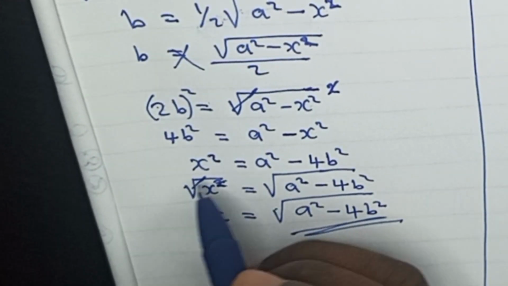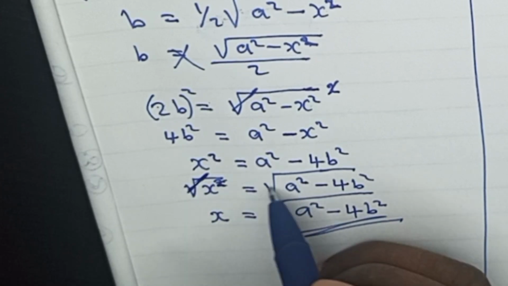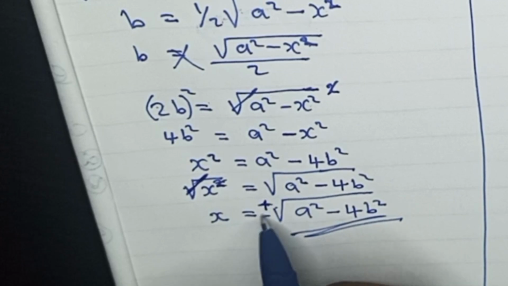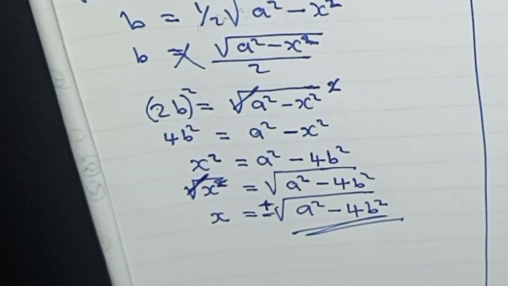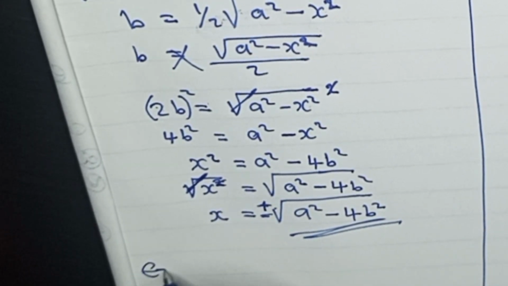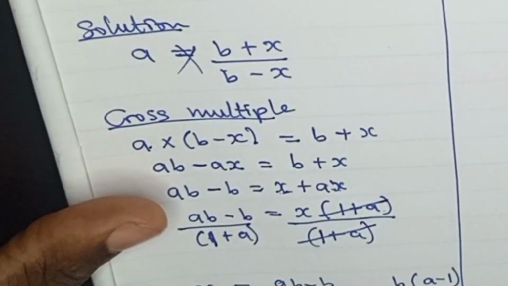So anytime we are introducing square roots, since you are introducing square root, we have plus or minus here. So this is our final answer. As simple as that. Let's take another example.